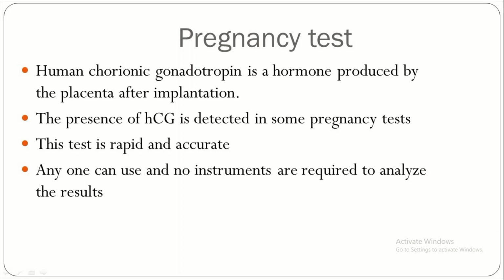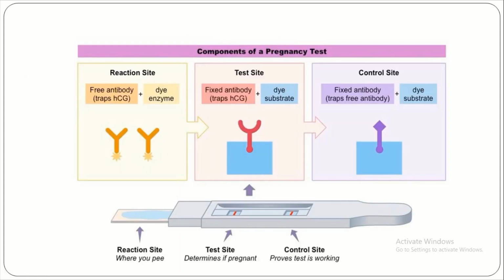Let's see how it works. In a small membrane, they put the antibody of human chorionic gonadotropin, and then they also put two different sites. One is a test site. The test site contains HCG antibody, and the control site doesn't have an antibody.